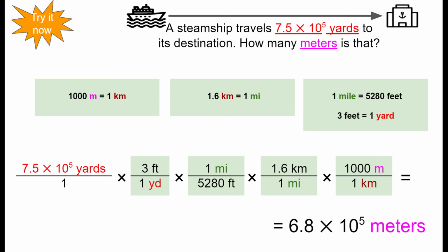So at the end, we're going to get 6.8 times 10 to the 5th meters, or if you prefer not using scientific notation, 680,000 meters. That's a rounded number.